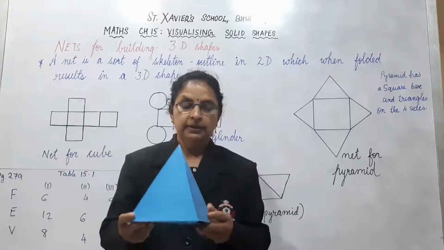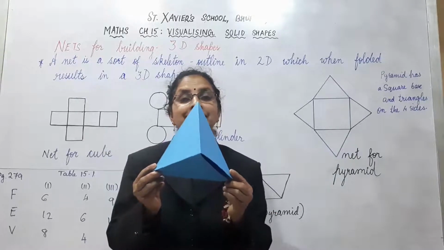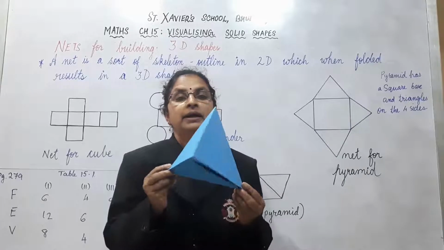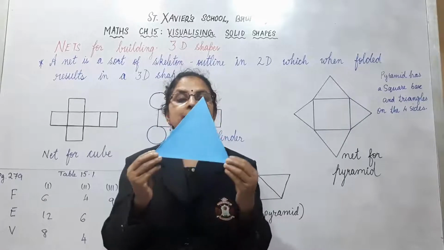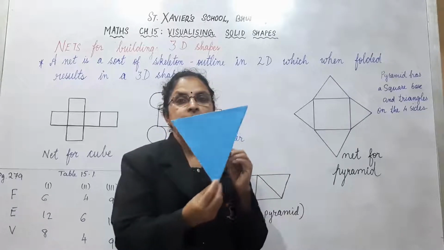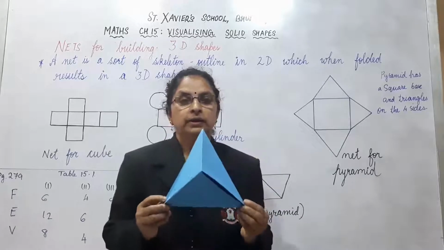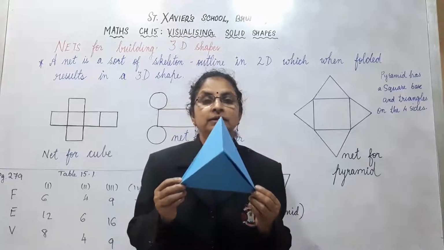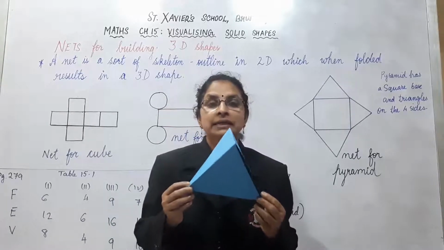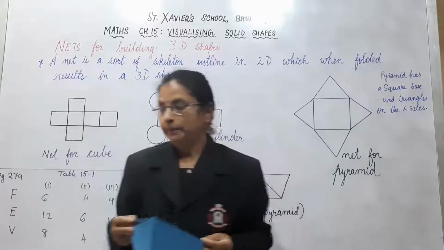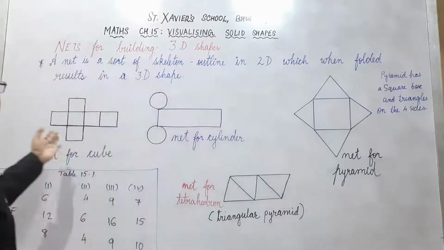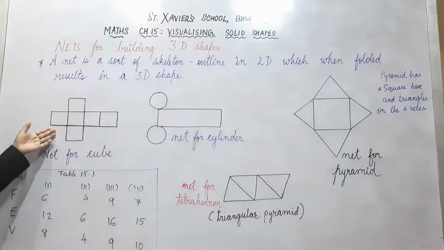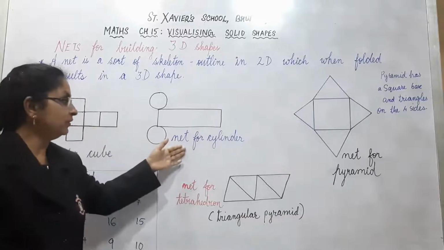See, it is a triangular pyramid, or tetrahedron we say. It has 4 sides. Such shapes are called nets. Here, this is a net for a cube, this is a net for a cylinder.